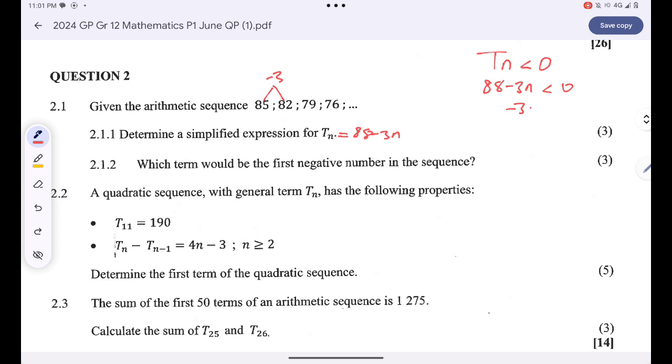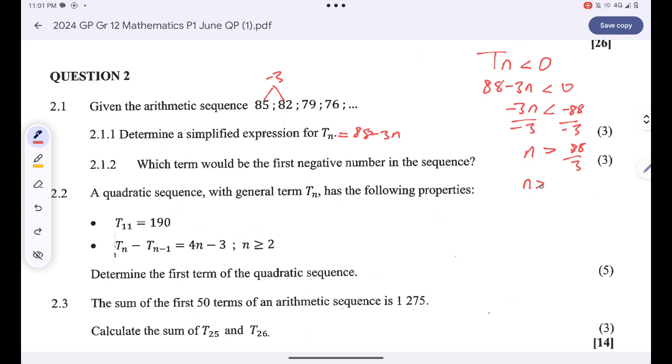I simply have negative 3n being less than negative 88. Then I'll just divide both sides by negative 3. Then n is basically greater than 88 over 3. Whenever I divide by a negative, the sign of the inequality has to change. So now let's check what 88 divided by 3 is.